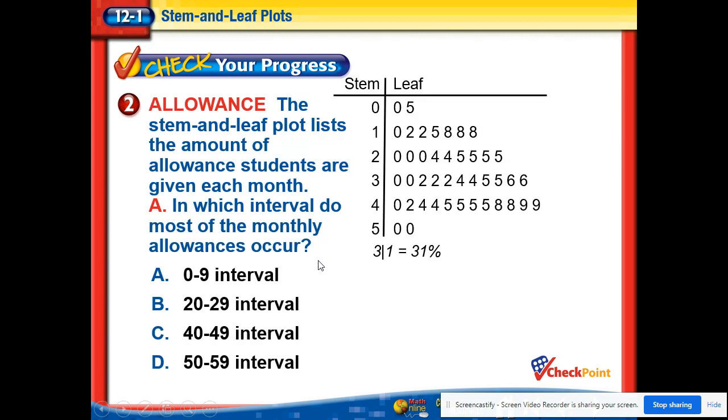Which interval occurs the most here? Again, we're just kind of looking. It's definitely these 4s here. So 40 to 49. See, it is.